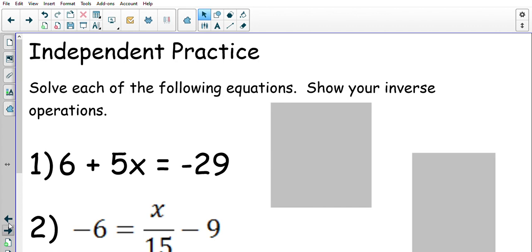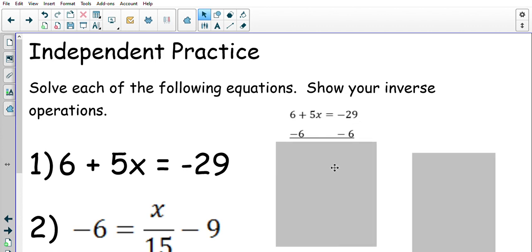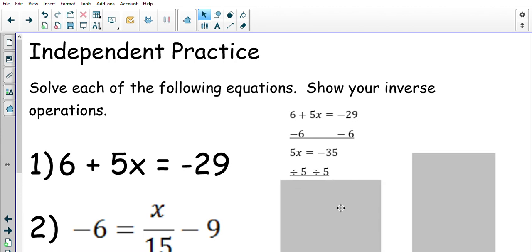Number one, the first thing that we're doing to x is we're multiplying by 5, and then we add 6. So let's undo adding 6 first, which means we should subtract 6 from both sides. That's going to leave us with 5x equals, keep in mind that's a negative 29 minus 6, so that'll get us negative 35. Undo multiplying by 5 means we need to divide by 5. Final solution should be x equals negative 7.